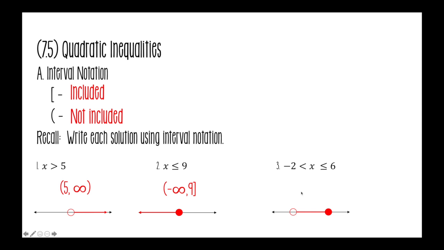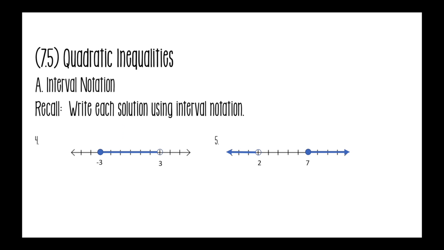When I go to write this out, the interval, the first time anything is graphed, is here at this open circle, which is at -2. Again, it's not included, so it's going to get a parenthesis. And then that goes up to 6, which is going to be included. So that should be our final answer for 3.